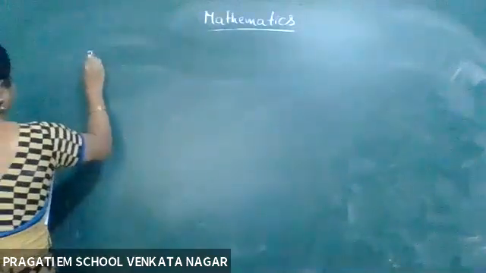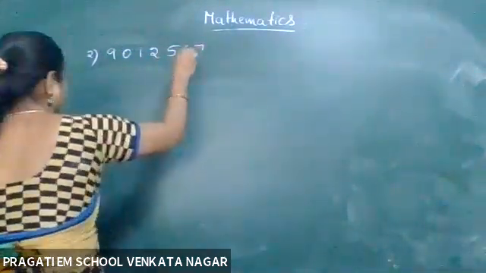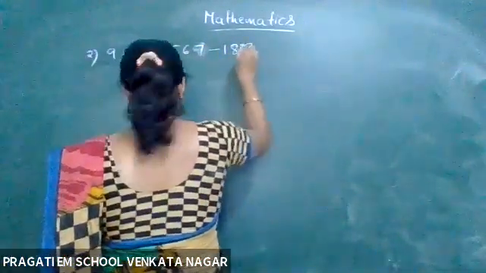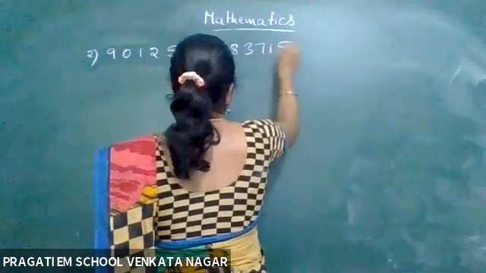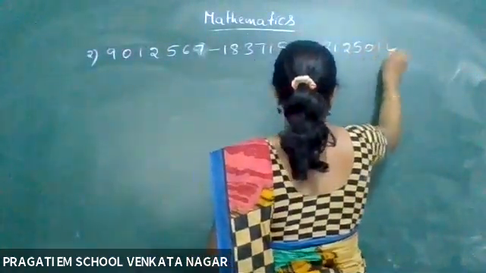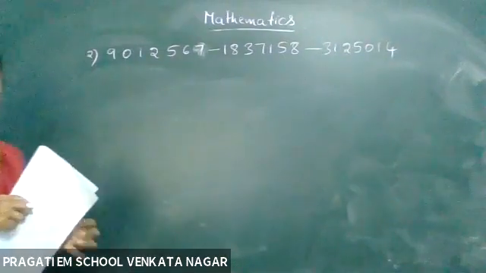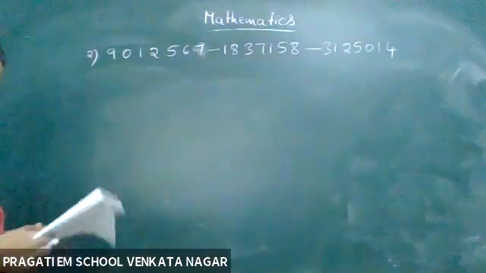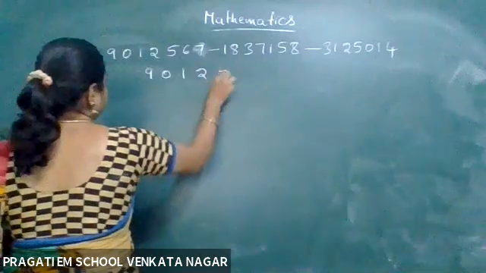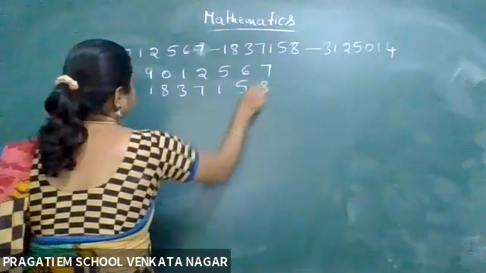See the next one, second one. 9, 0, 1, 2, 5, 6, 7 minus 1, 8, 3. 7, 1, 5, 8 minus 3, 1, 2, 5, 0, 1, 4. So first subtraction, 183, 7158.